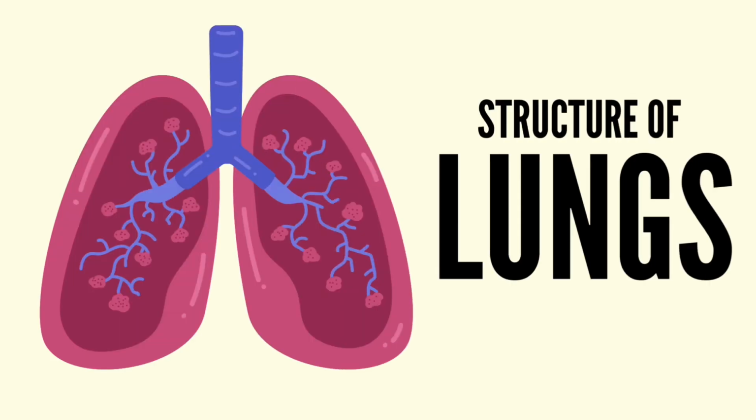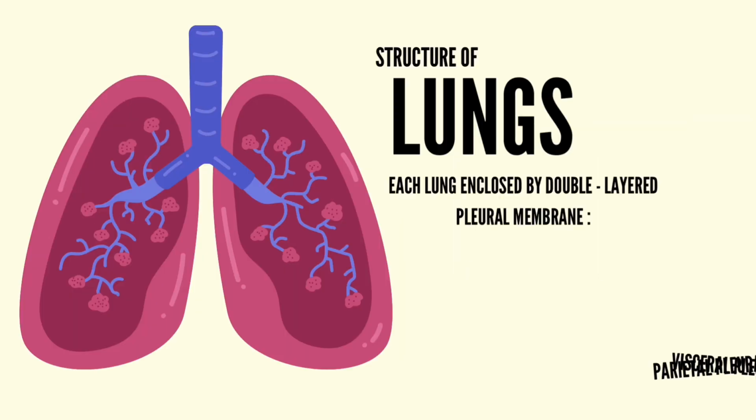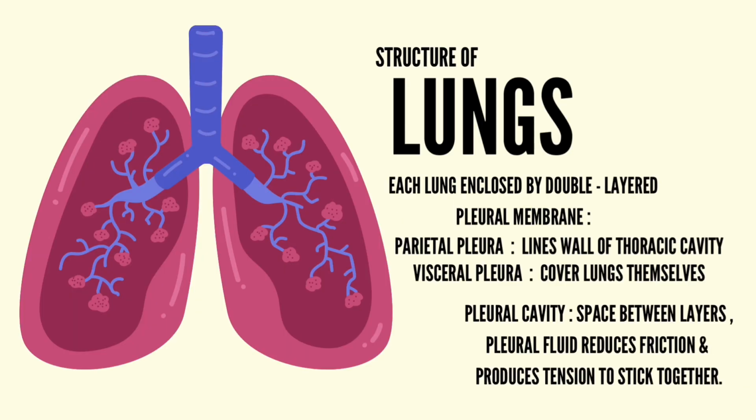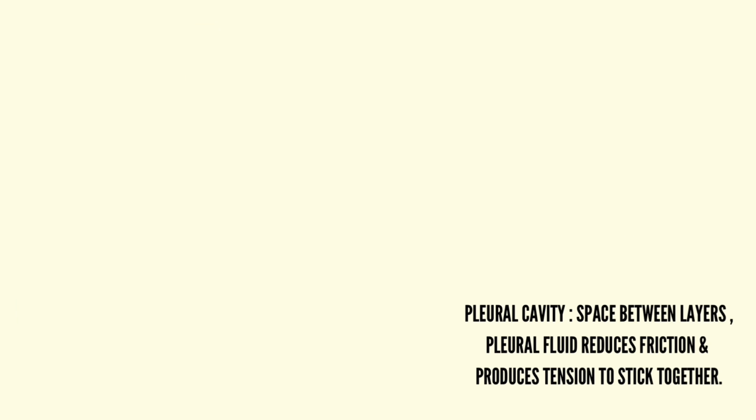Next, the structure of the lungs. Each lung is enclosed by a double-layered pleural membrane which divides into two. Firstly is the parietal pleura, which is the lung's wall of the thoracic cavity, and the second one is the visceral pleura, which covers the lungs themselves. The pleural cavity is the space between the layers. There is pleural fluid, which reduces friction and produces tension to stick together.